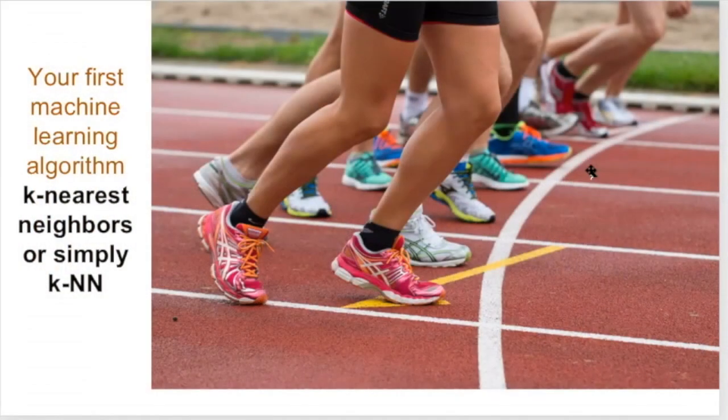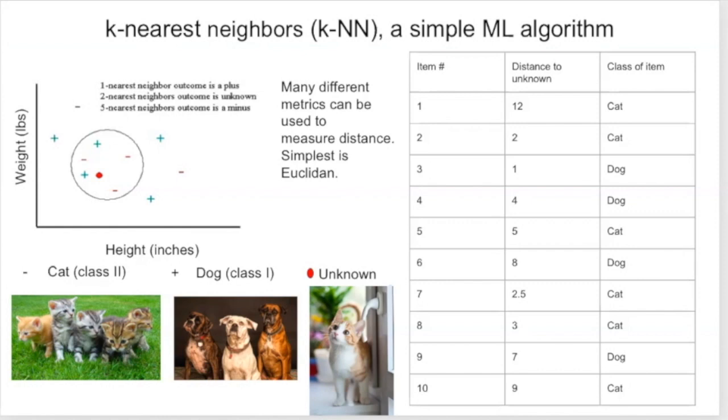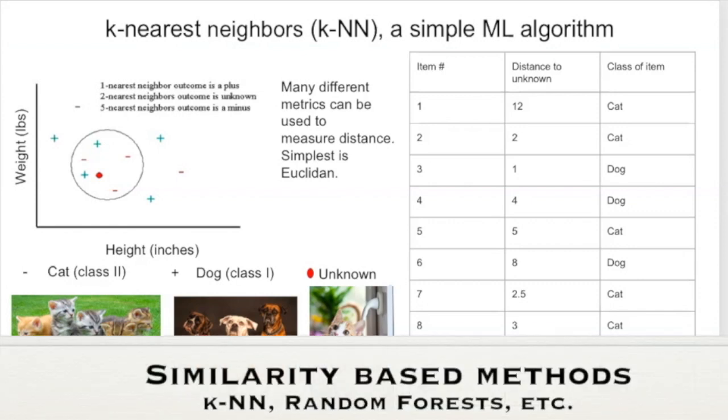KNN happens to be a very simple algorithm that you can easily understand. And we are going to use that as a foray into data science. So we are at the start line, as you can see from the slide. So what is the theoretical underpinning behind k-nearest neighbors, or KNN? It's based on the idea of similarity.